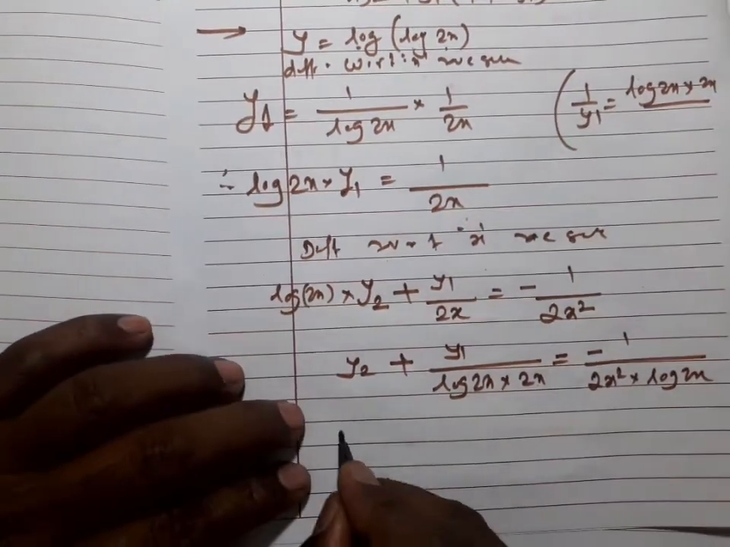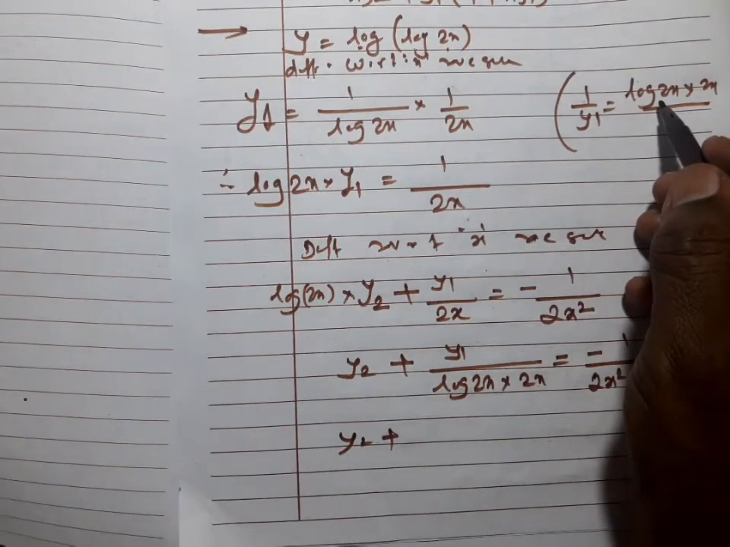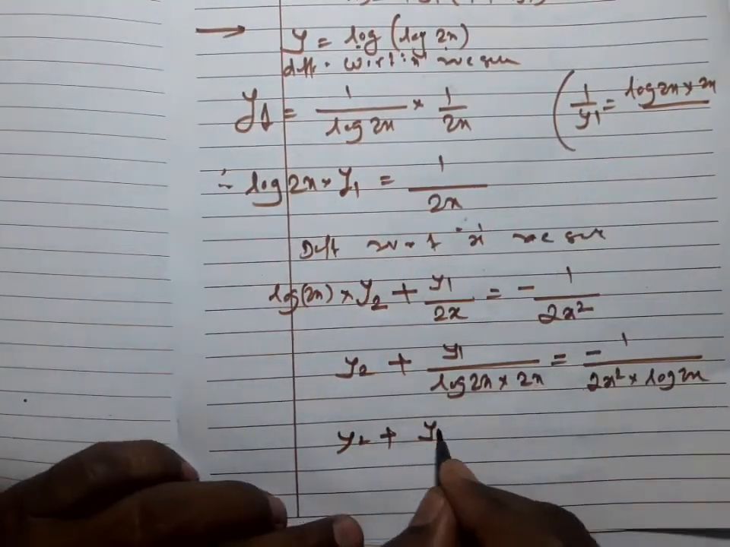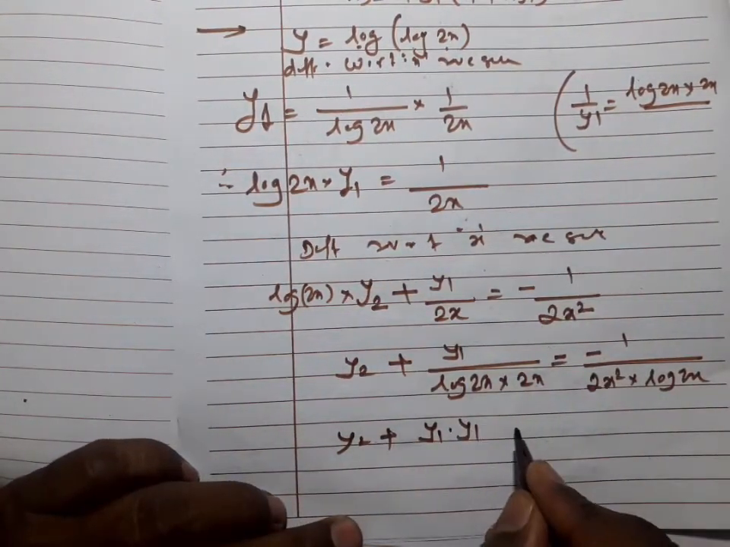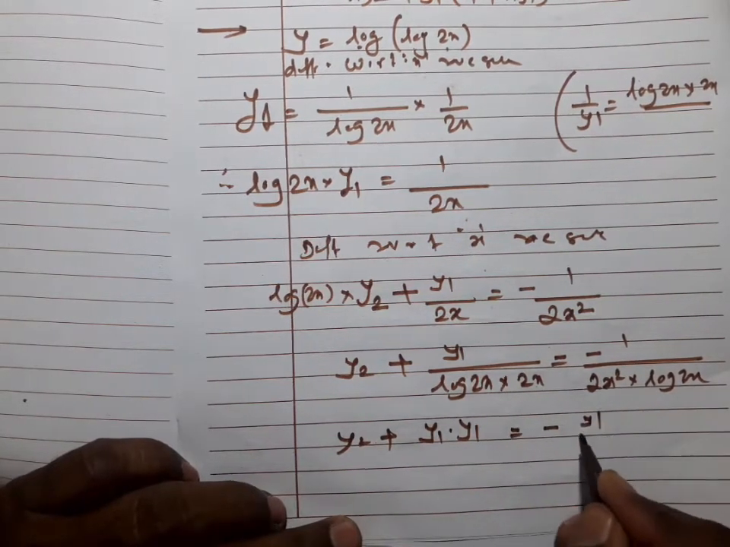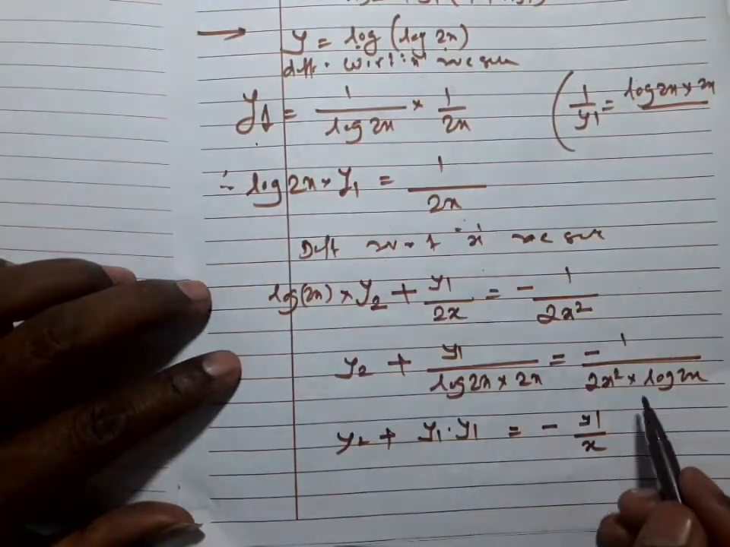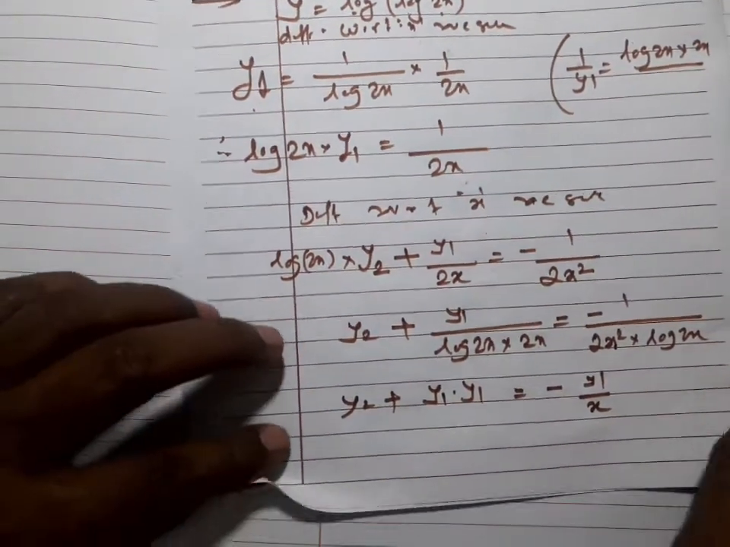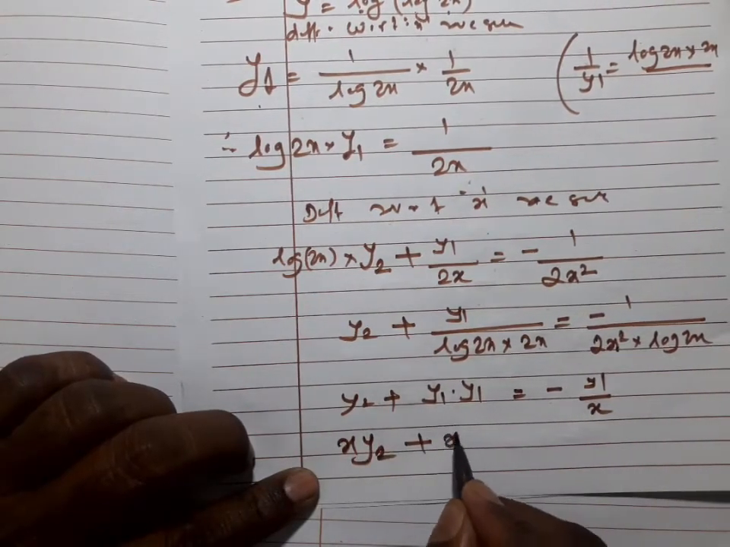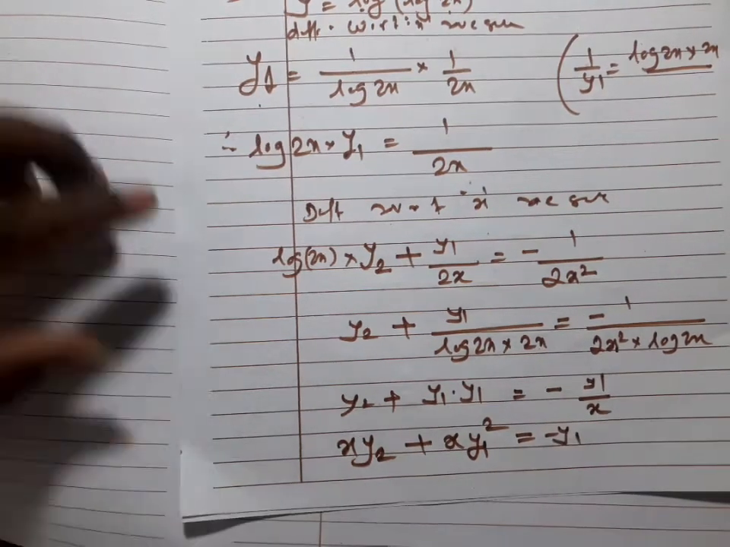Okay, now therefore see, this is y2 plus y1 into y1 is equal to minus y1 upon x, because y1 is 1 upon 2x log 2x, this x is extra. By cross multiplication it is x y2 plus x y1 square is equal to minus y1.